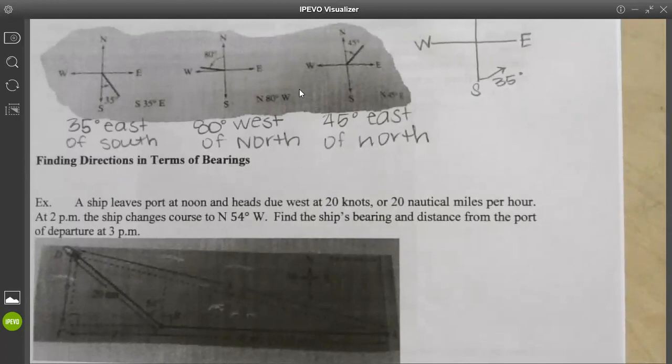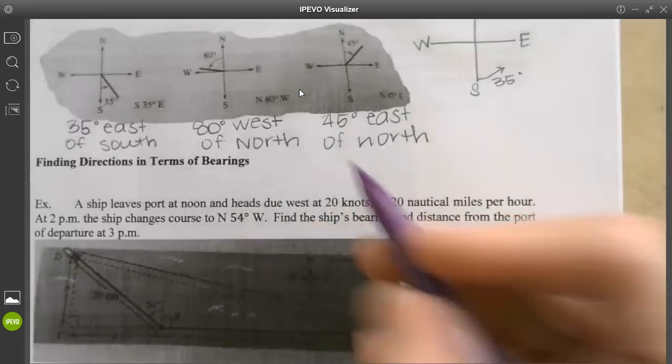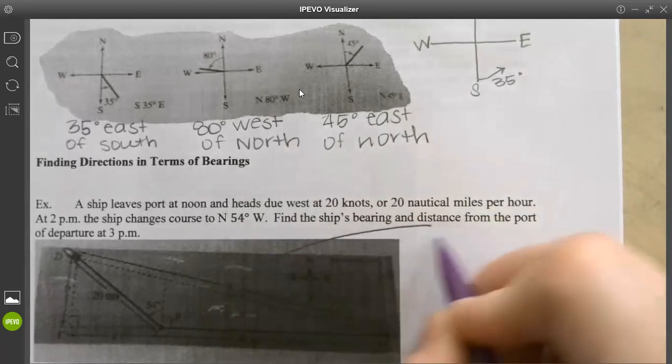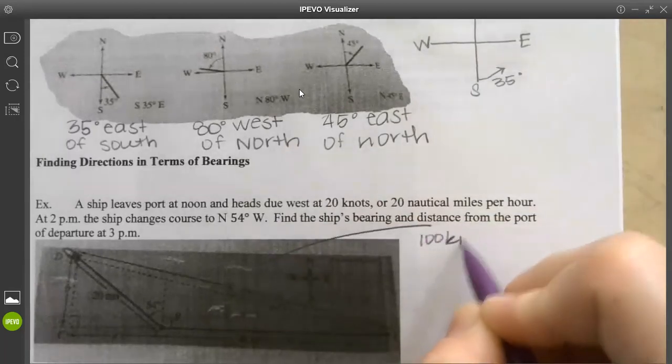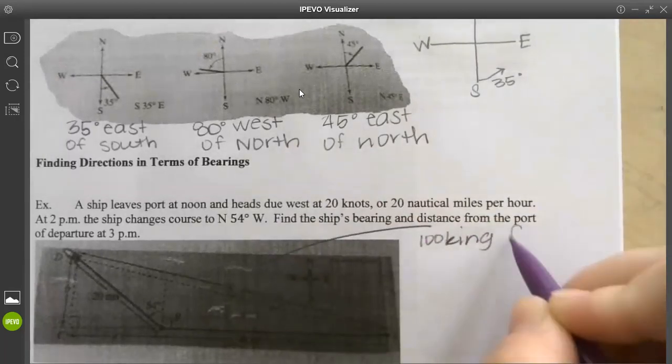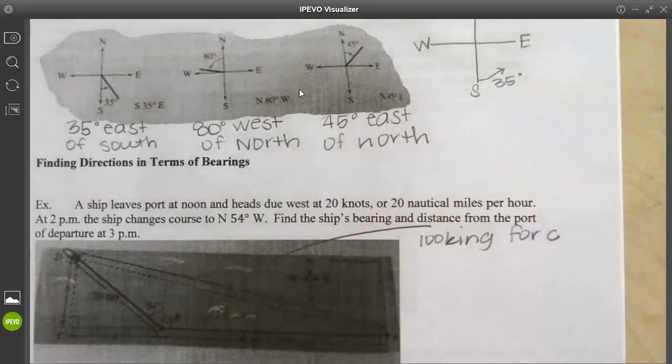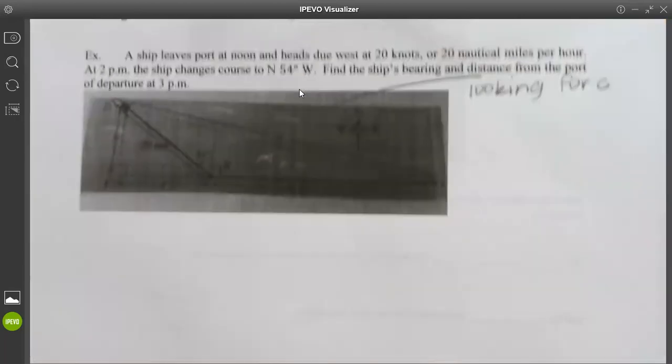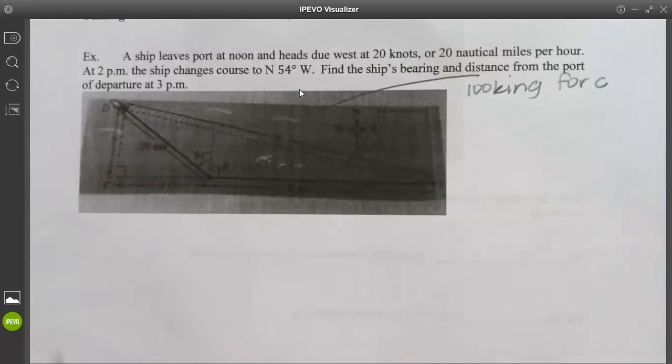A ship leaves port at noon and heads due west at 20 knots, or 20 nautical miles per hour. At 2 p.m., the ship changes course to north 54 degrees west. Find the ship's bearing and distance from the port of departure at 3 p.m. So on this, we're going to be looking for C. I'm going to redraw this for you so you guys can see it. So don't stress out.